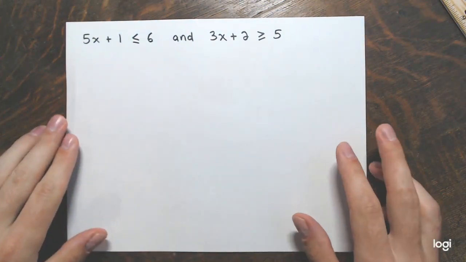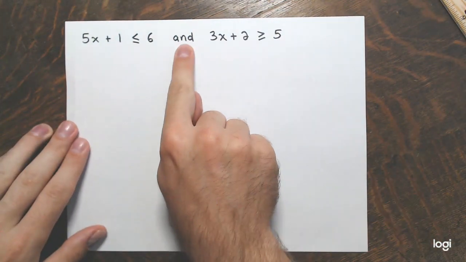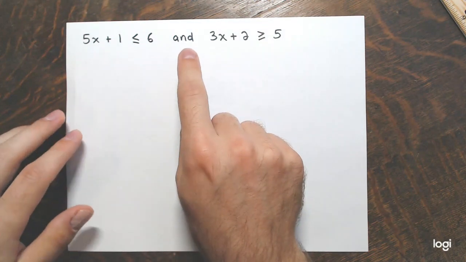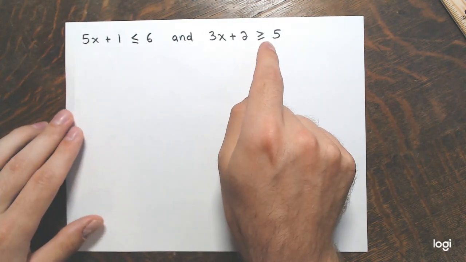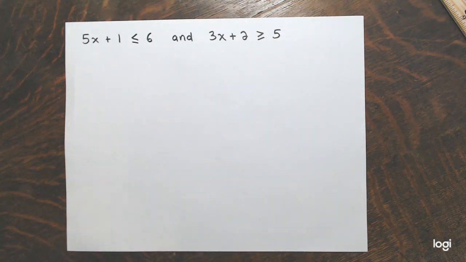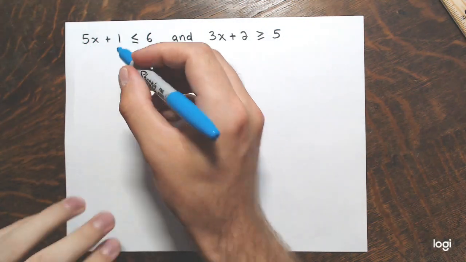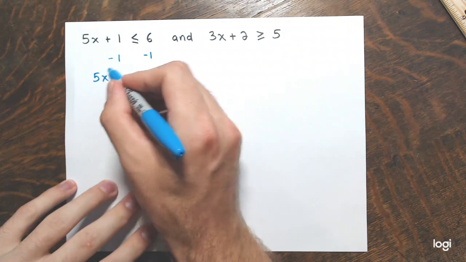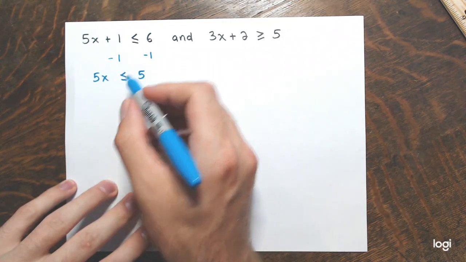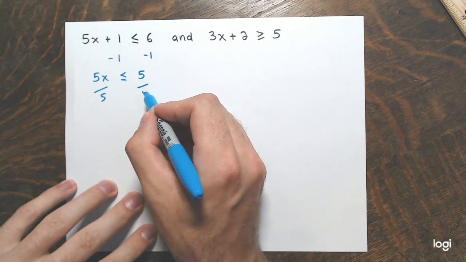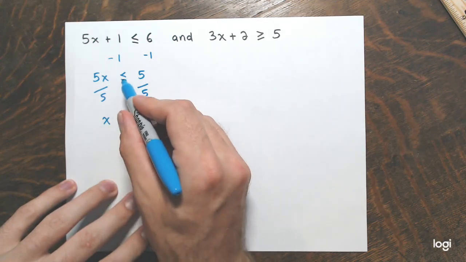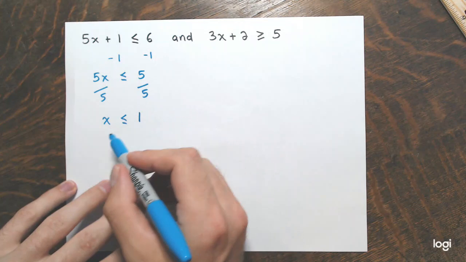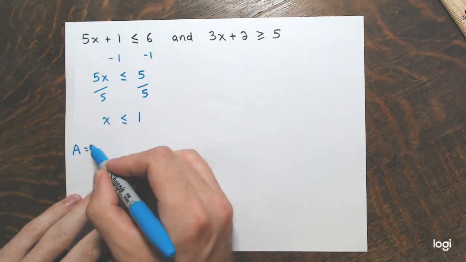All right, so same kind of example. I've got a compound inequality where the connecting word is and. 5x plus 1 is less than or equal to 6, and 3x plus 2 is greater than or equal to 5. So just like the others, same steps. I'm going to solve each one individually. So let's take this first one. I have to subtract 1 from both sides first, and then I have 5x is less than or equal to 5, and then I would divide both sides by positive 5, so it's still x is less than or equal to 1.